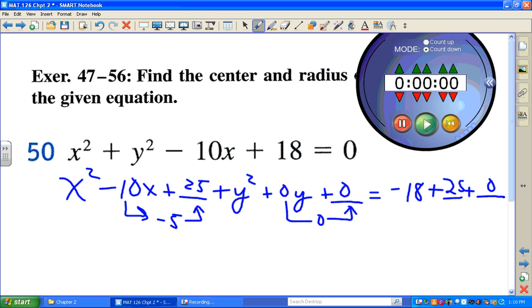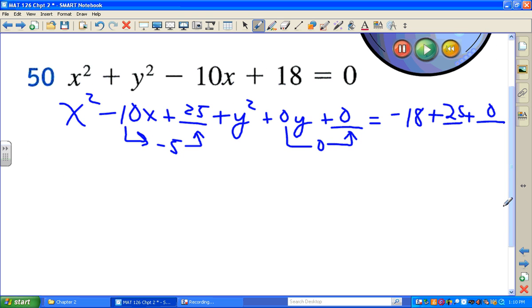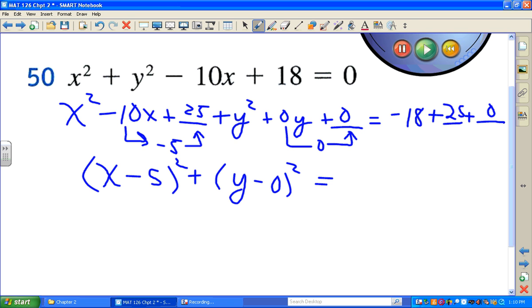All right. So far, so good? All right, so we have x minus 5 squared plus y minus 0 squared equals 7. Yeah, so the center would be 5, 0. And the radius would be the square root of 7. Yes, you can. I just did that to show the actual form of the equation.